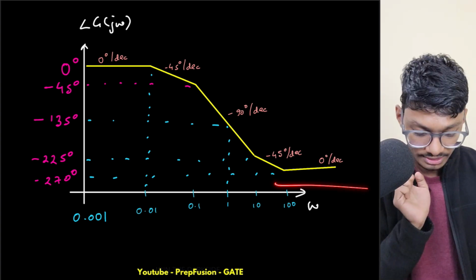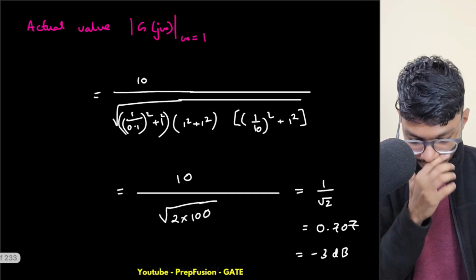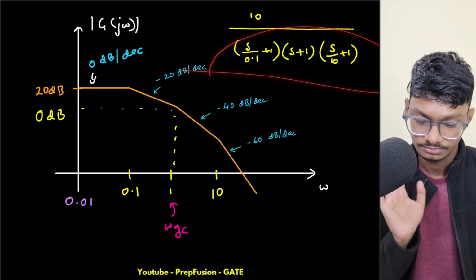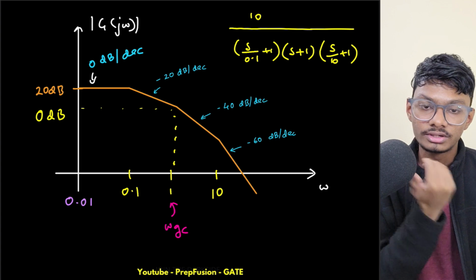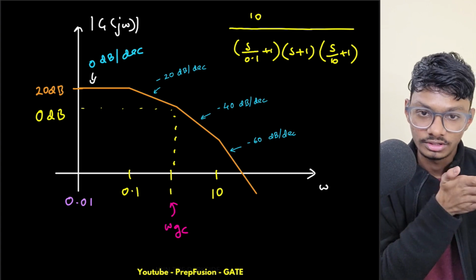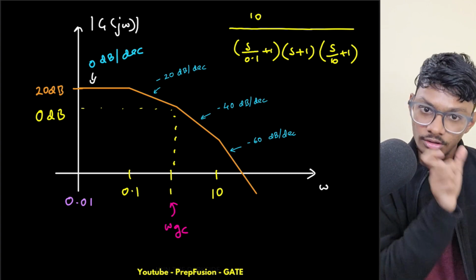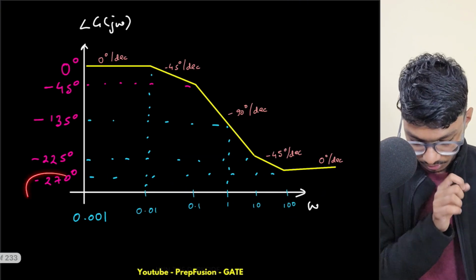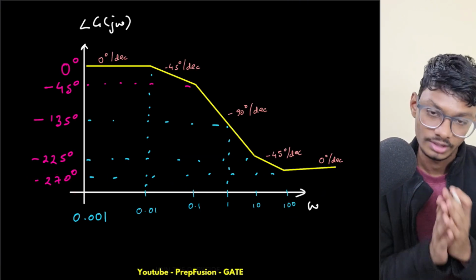Because as omega tends to infinity, what should be your phase? As omega tends to infinity, we have 3 poles, so all of them will contribute. Each of them will contribute minus 90, minus 90, minus 90. Overall, minus 270. So yes, at the end, I am reaching minus 270. So my phase plot is correct.